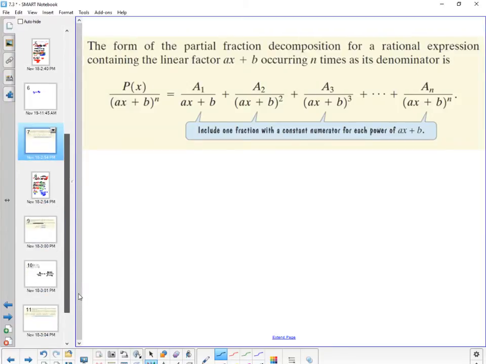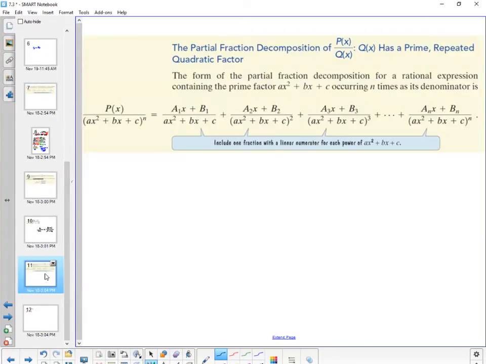Let's get this other slide. This says the form of a partial fraction decomposition for a rational expression containing prime factors, ax squared plus bx plus c, recurring n number of times as its denominator, is still going to be linear on top. So you've got quadratics. Even though they're squared or cubed, you're still going to get linears up top. So I guess that rule does fit.